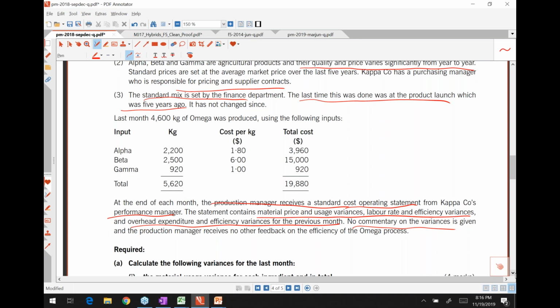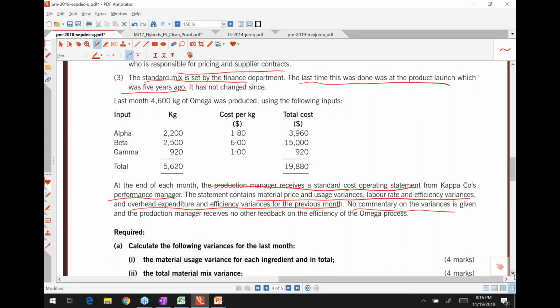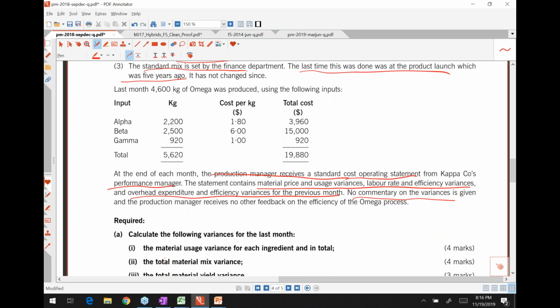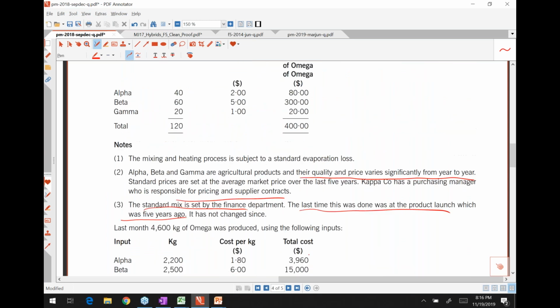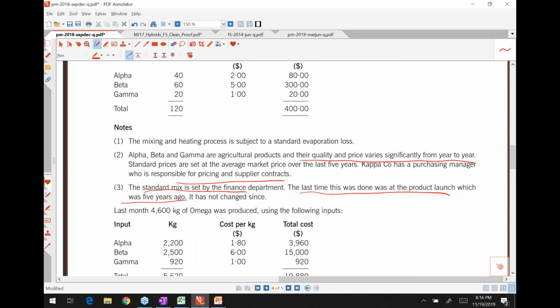Now, let's start with the first part. It says calculate the following variances for the last month. What we are required to work out is usage, mix, and yield. The marks are clearly given: 4, 4, and 3. Usage, mix, and yield is what we need to find out. So let's start without wasting time.